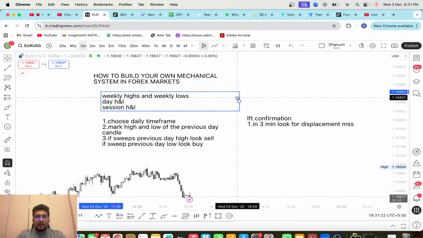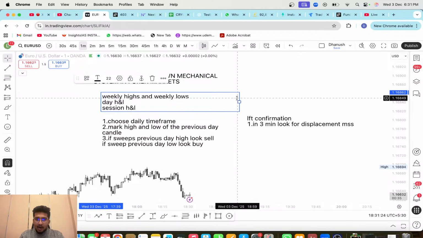So overall we have made a framework. Apart from this, we are not going to think about anything else. All these things are parameters which we can easily plot. If I give this instruction to anyone, they can follow this method. So this is the mechanical one.